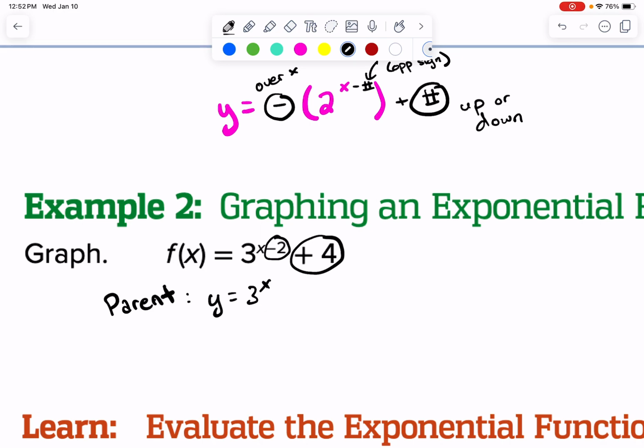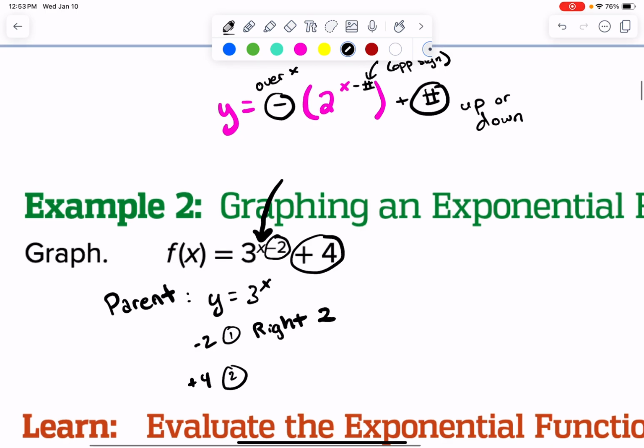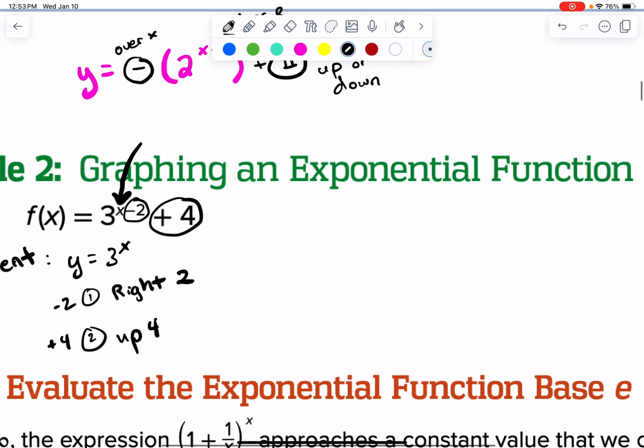Now, technically in the order of operations, the minus 2 is done first, because if I were to plug a number in here for x, I would subtract the 2 before I add the 4. So the minus 2 is moving him to the right 2, and the plus 4 is moving him up 4. Okay, so here's how you can cheat by graphing this. Normally, he touches here at 1, and he has a horizontal asymptote there, like that, okay?